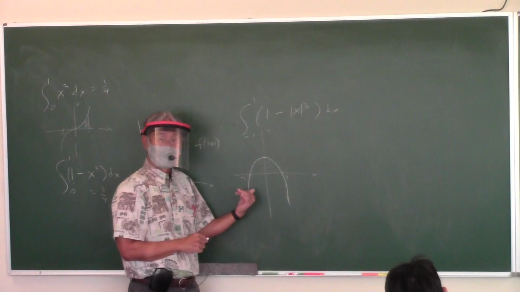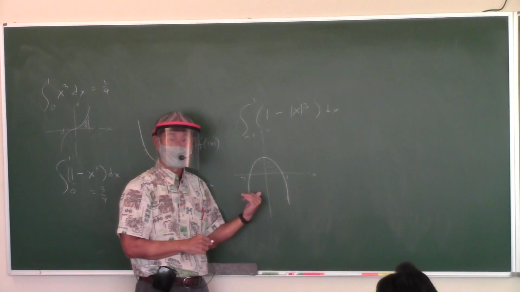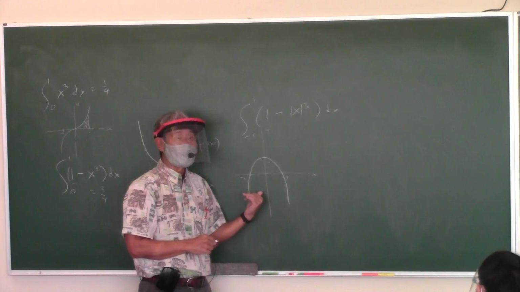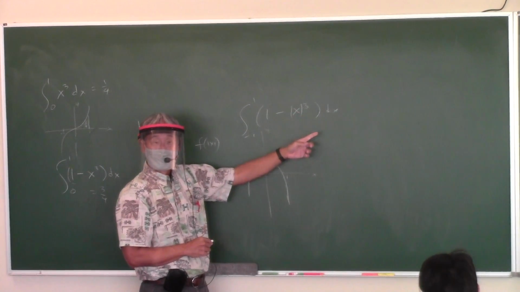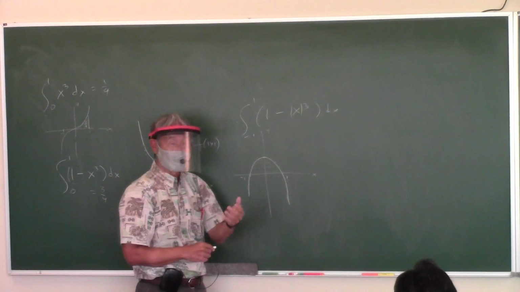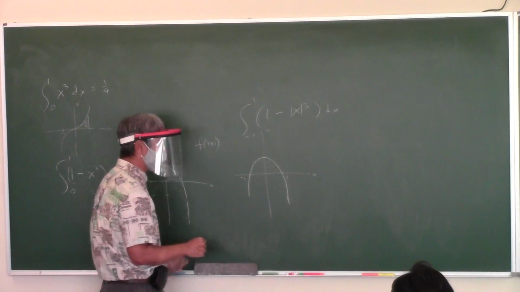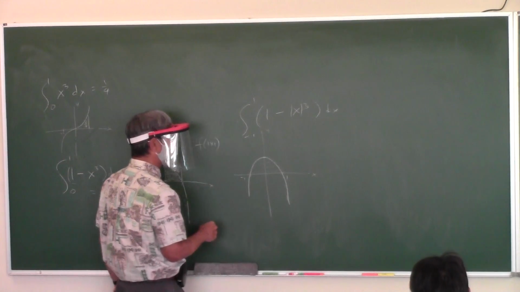Okay, let me ask you this. Can I use Archimedes' formula? Can I go 2/3 base times height? No, this is not a parabola. How can you tell? Because there's a cube on it. If it was a parabola, then you can. Remember, you can only use that formula for parabolas. So no, you cannot use it.